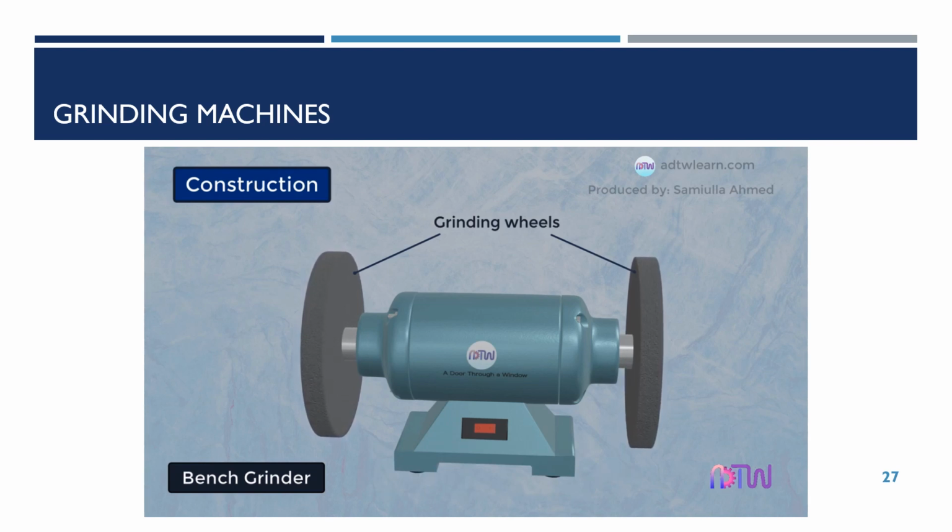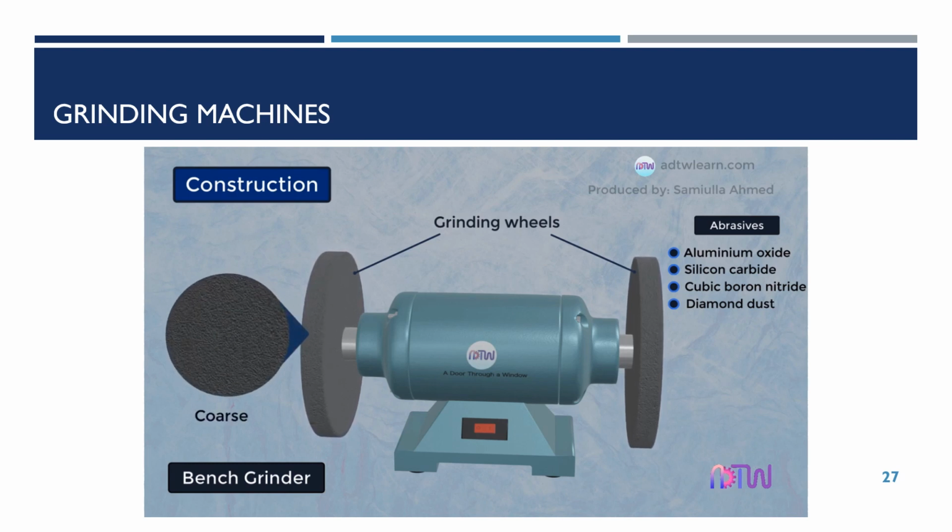These grinding wheels are made up of abrasive materials, such as aluminium oxide, silicon carbide, cubic boron nitride, and diamond dust based on the requirement. And also they have different grits to serve different purposes. One of the wheels mounted on the shaft will have coarse abrasive grains, and the other wheel will have fine abrasive grains.